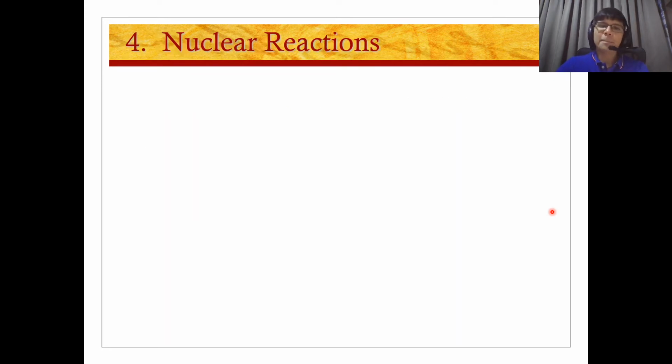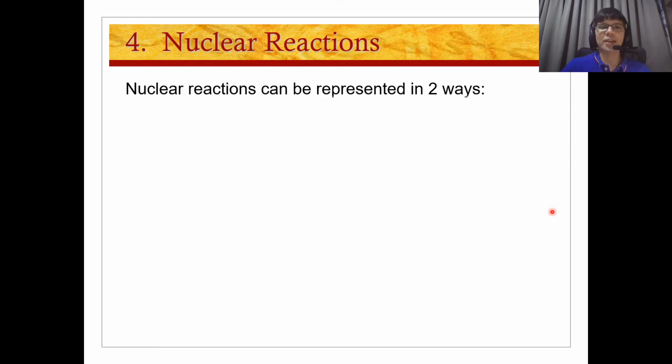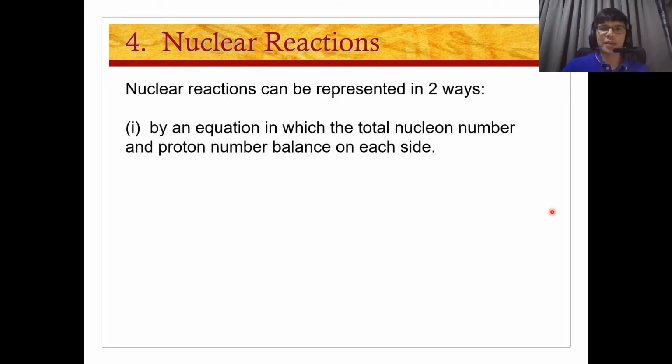Alright, so much like chemical reactions, we need a way to represent nuclear reactions, right? So we can use an equation, a nuclear reaction equation, where the nucleon number and proton number are able to be balanced on each side.